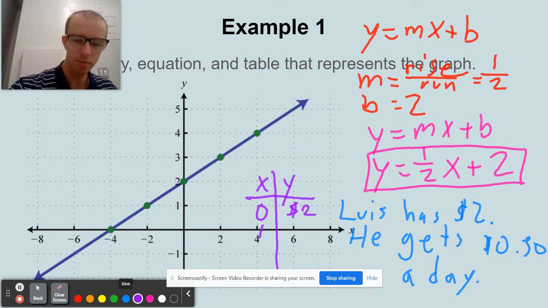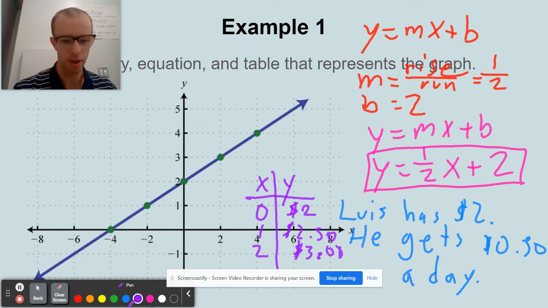After one day, how much money does Luis have? Well, he's got $2.50. Right? After 2 days, because he's getting 50 cents a day, he's getting half a dollar a day, now he's got $3. All right. So we could keep going, but I'm out of space there, so I'm just going to leave that for now.